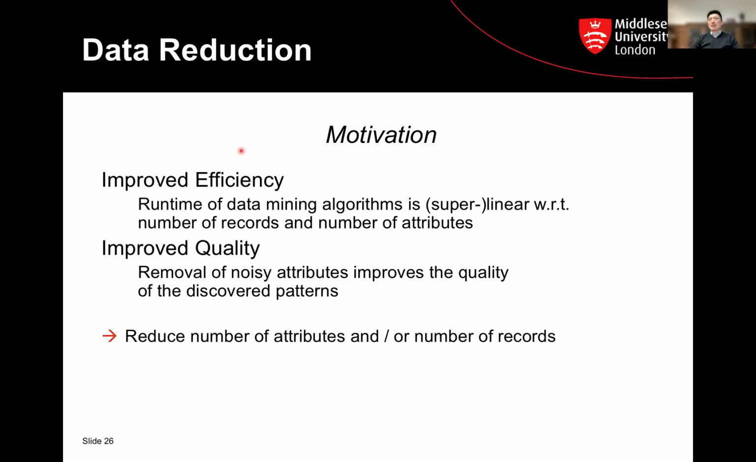Okay, and the reason why we want to do data reduction. The first one is to improve efficiency. It depends on the algorithms, but usually an analysis algorithm will take longer if you have more data, more records in your table, for example. And ideally, if you can achieve the same results or accuracy with fewer records, then that means you can get the results faster.